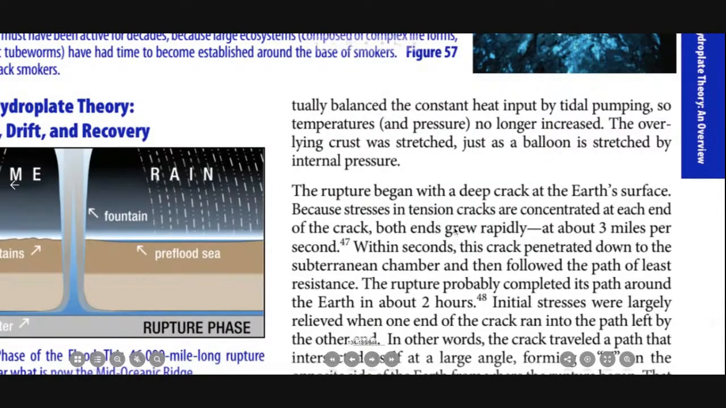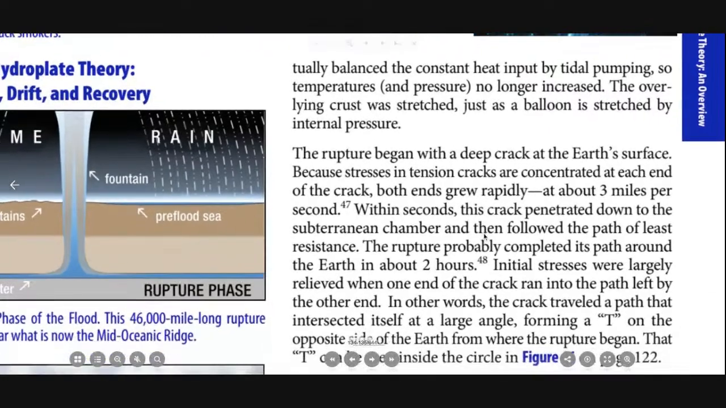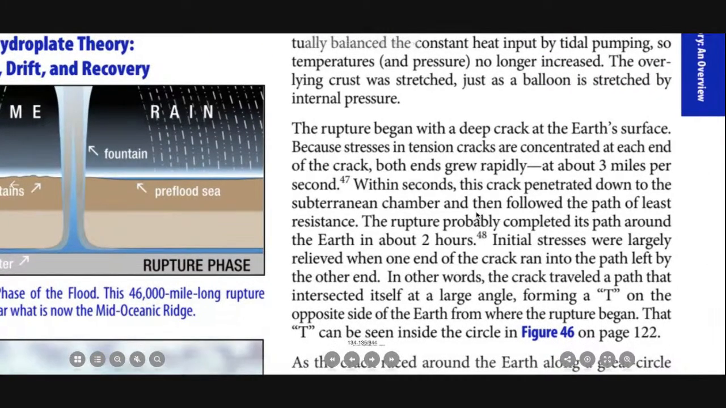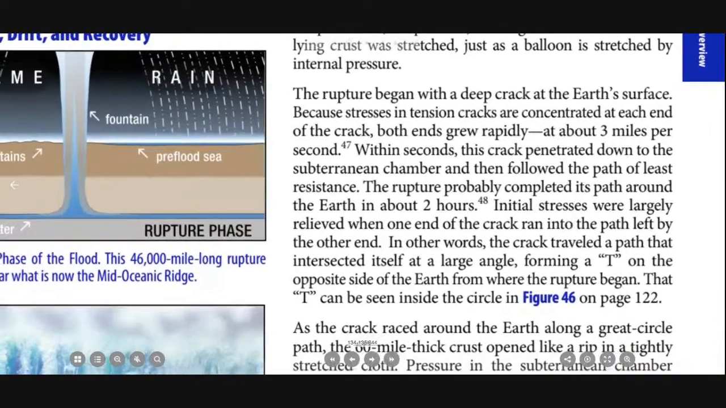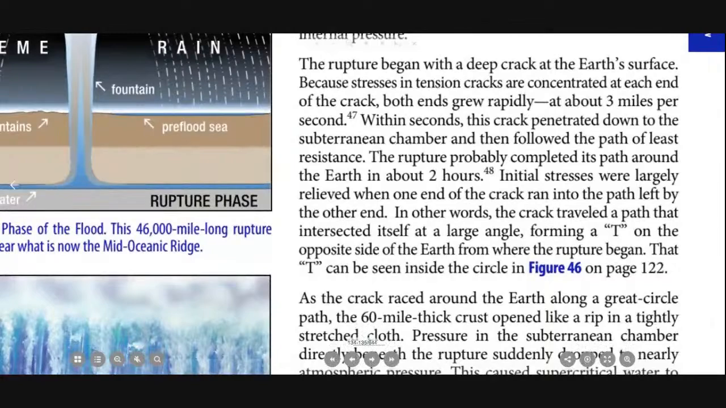The overlying crust was stretched just as a balloon is stretched by internal pressure. The rupture began with a deep crack at the Earth's surface. Because the stresses in tension cracks are concentrated at each end of the crack, both ends grew rapidly at about 3 miles per second. Within seconds, the crack penetrated down to the subterranean chamber and then followed the path of least resistance. The rupture probably completed its path around the Earth in about 2 hours.